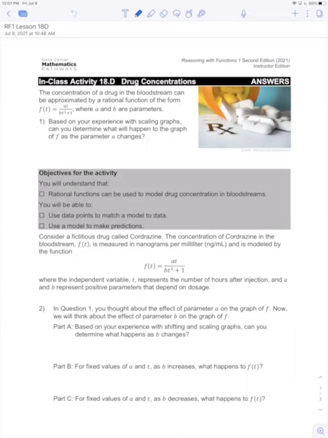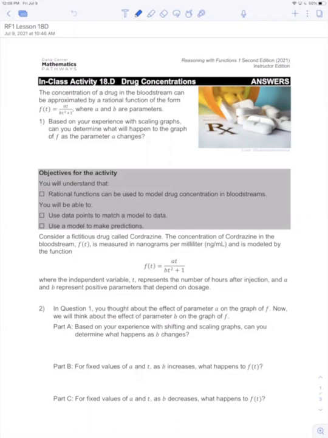Consider a fictitious drug called cordrazine. The concentration of cordrazine in the bloodstream, f of t, is measured in nanograms per milliliter and is modeled by the function f of t equals at over bt squared plus 1, where the independent variable t represents the number of hours after injection, and a and b represent positive parameters that depend on dosage.